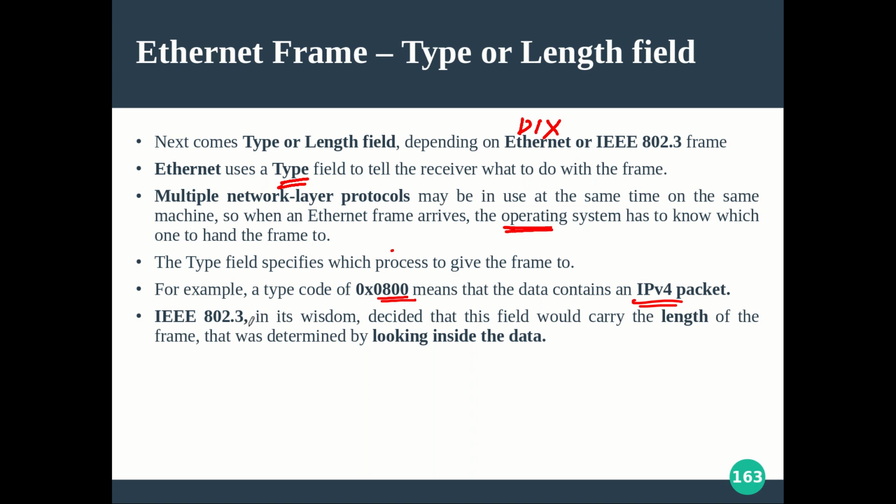Now when it comes to 802.3, in their wisdom they decided that this field would carry the length of the frame, which was determined by looking inside the data. So by looking at the data carried in the particular frame, they determine the length of that frame, and that length will be stored in that 2 byte field instead of the type. Okay, so that is why it is useful.